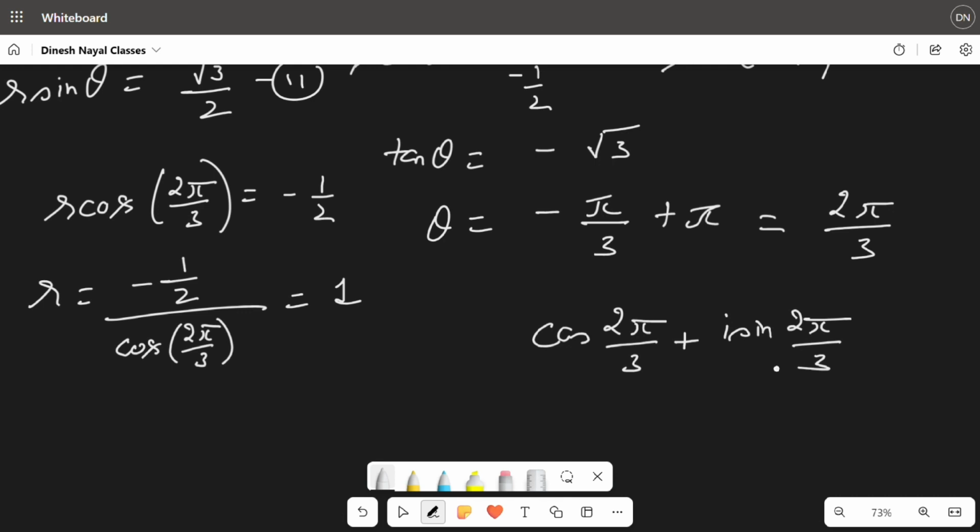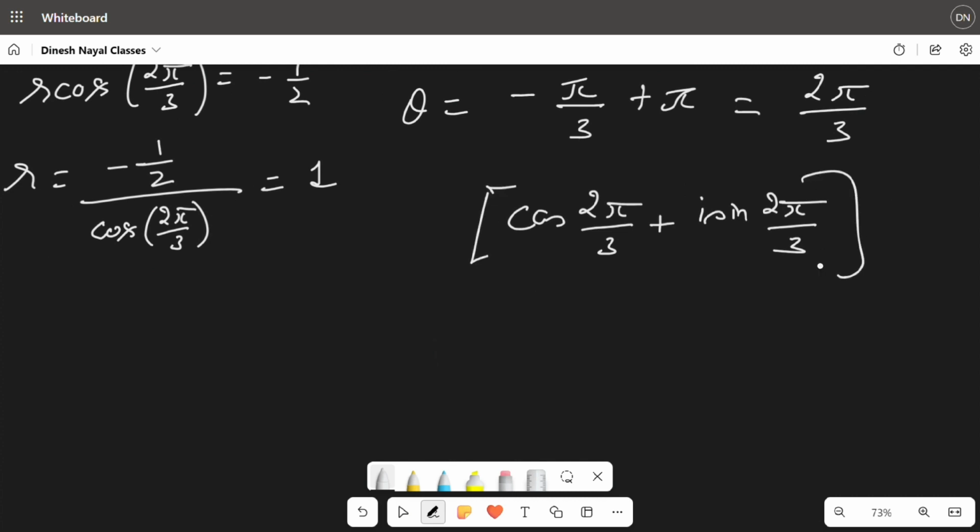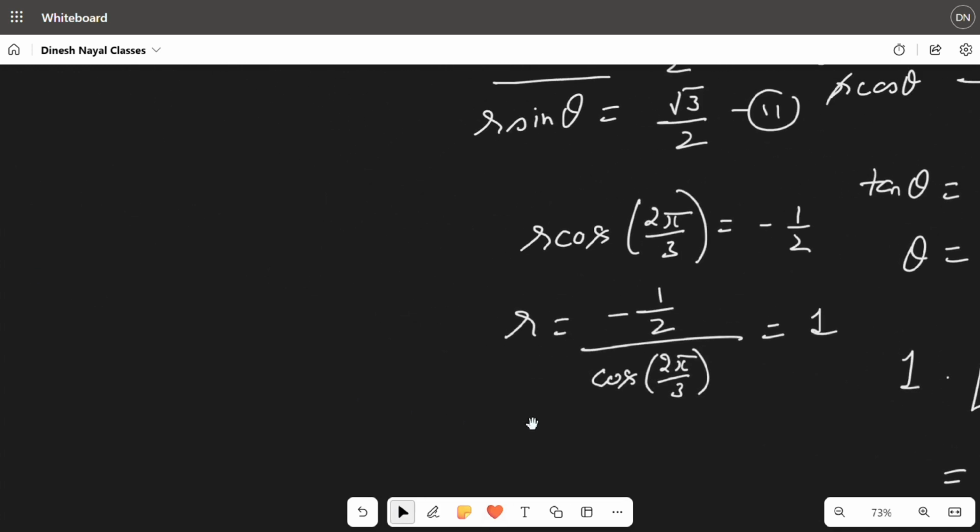So that's the polar form. In short, because r is 1, you can just write cos 2π/3 plus i sin 2π/3, or you can write this as cis 2π/3. So hence our second part is also done, which is to write that in polar form.